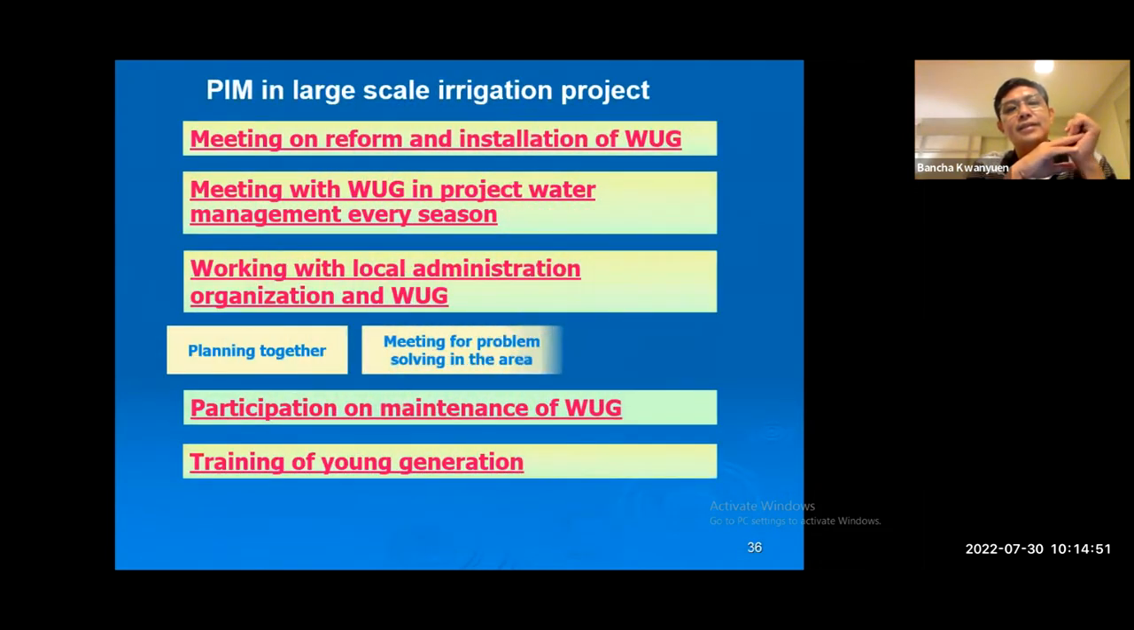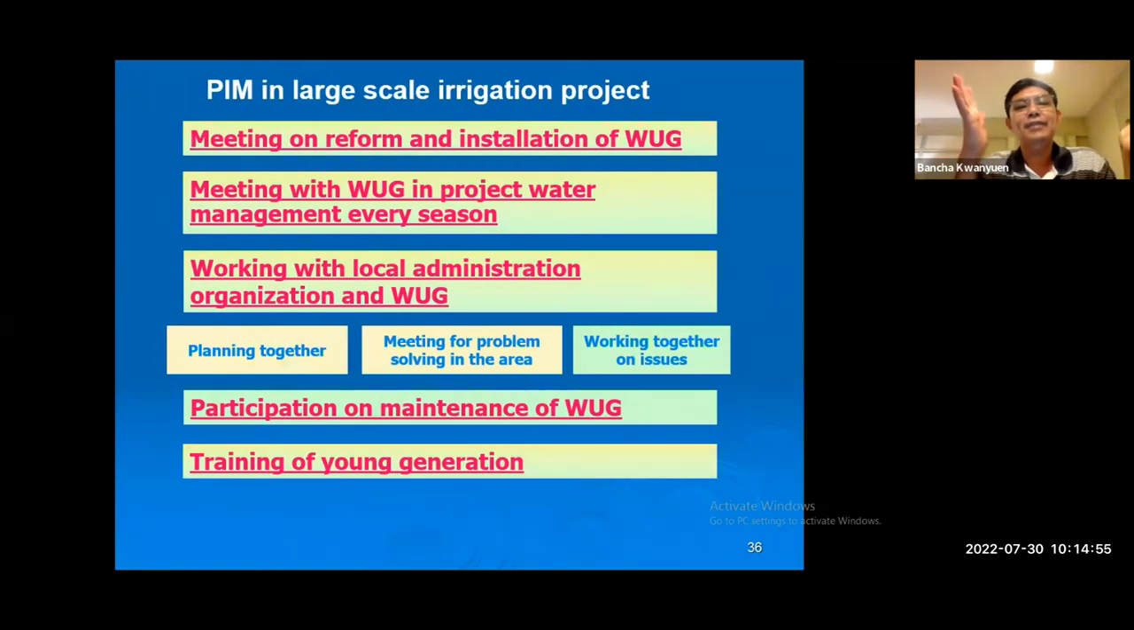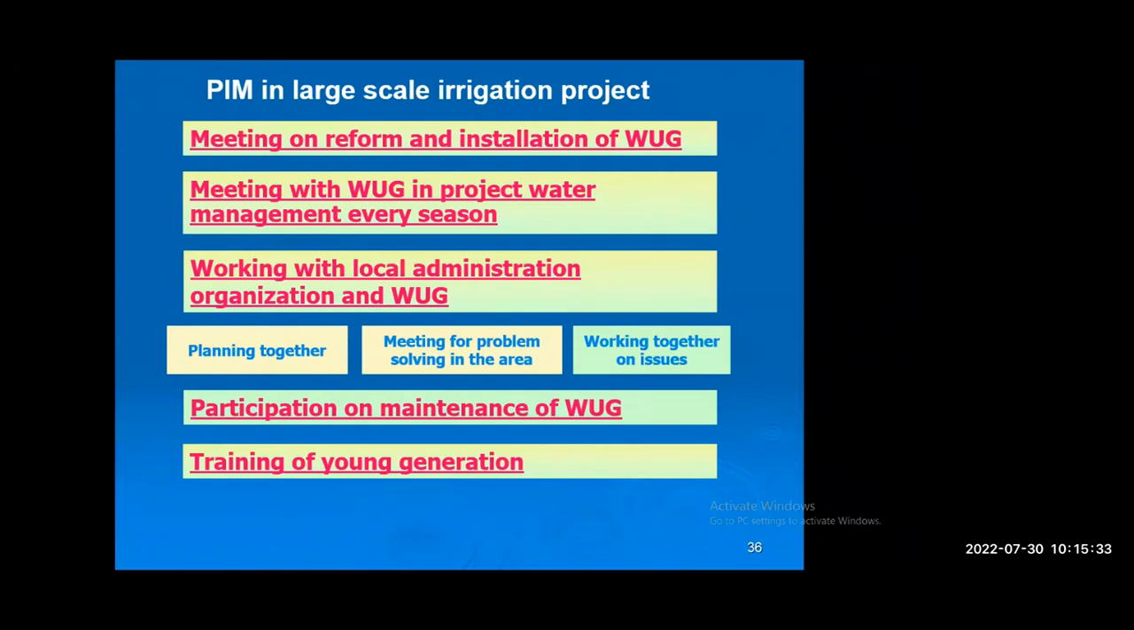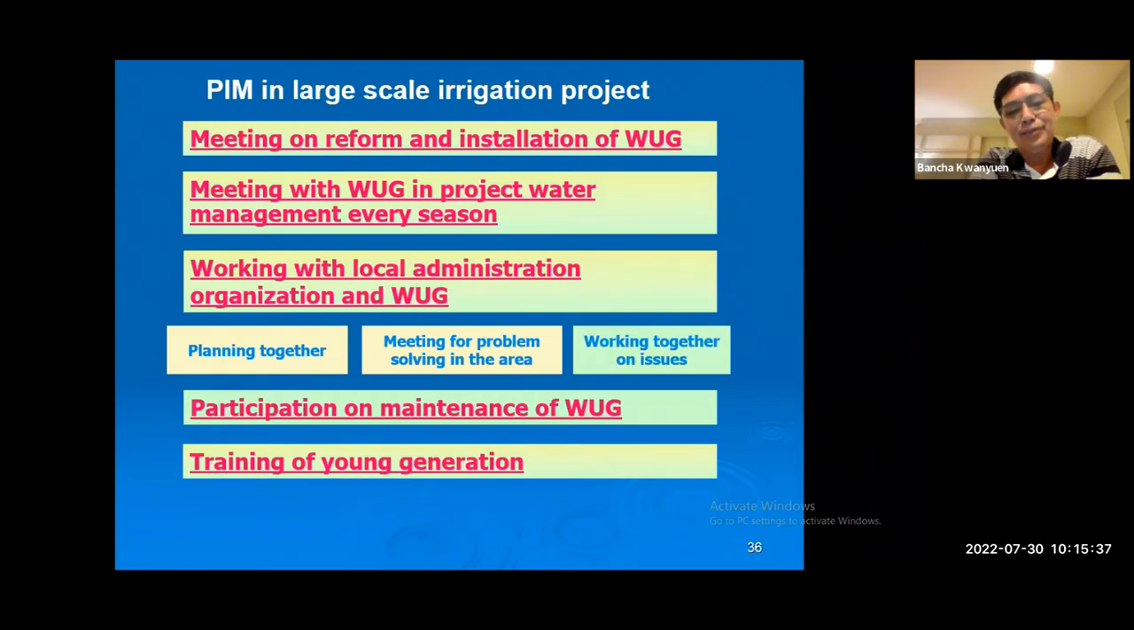And this is just some of the large scale irrigation system. You can have activity by the water use group, with meetings for starting the group. You can have a meeting every season to decide, and you can work together as a group, like planting together, solving problems, and working together on many issues. And of course, you need participation in the maintenance, and maybe also the operation. And also we have to secure the future of agricultural activity by training the new generation to be involved in these water resources.